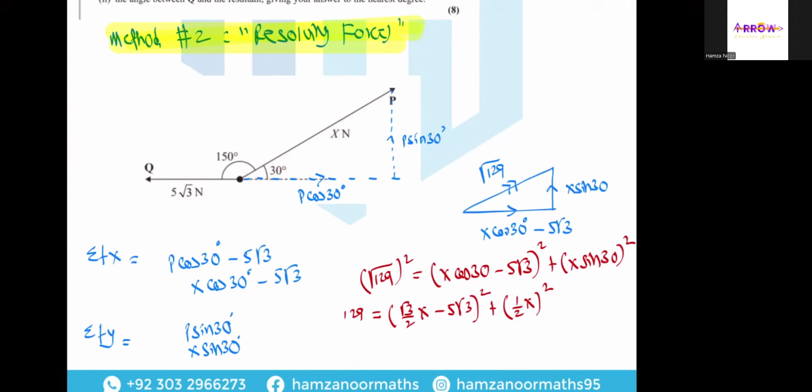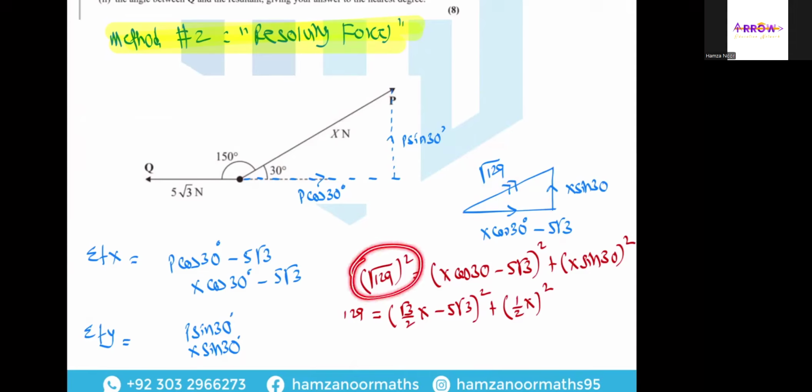So basically the horizontal component of the resultant force is x cos 30 minus 5 root 3, and the vertical component of the resultant force is x sine 30, and the resultant force has a magnitude of under root of 129. So here we have a right angle triangle in which the hypotenuse is under root of 129.